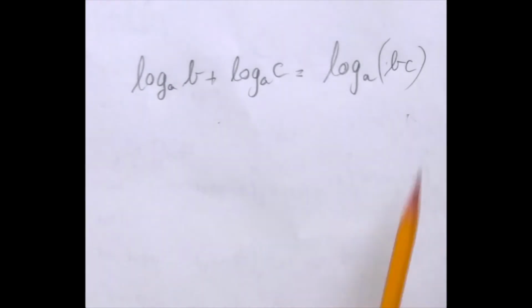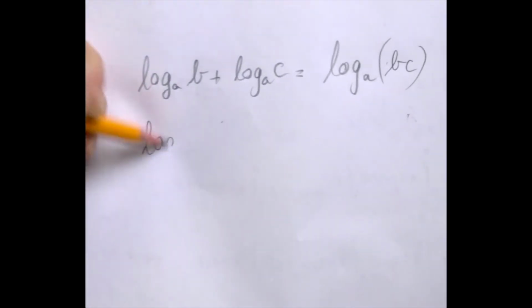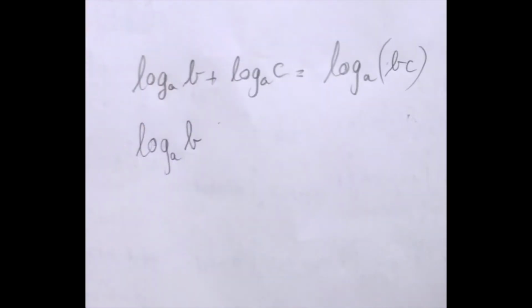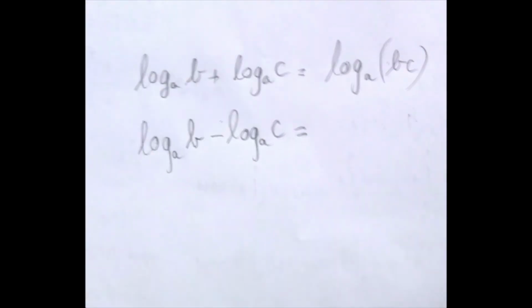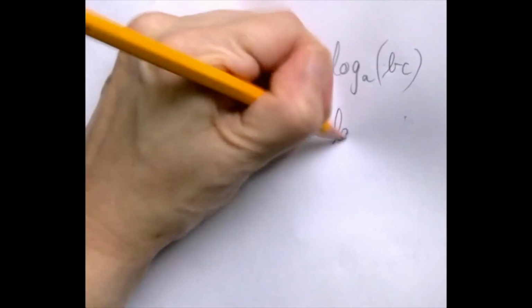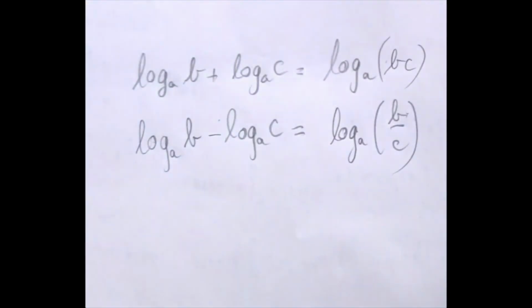So if we just rewrite the same statement with the inverse operations, so log a of b, instead of addition, we use subtraction. And then on the other side, instead of multiplication, we use division. That's it. Suppose you need another rule of logarithms. Still, go back to the first one.